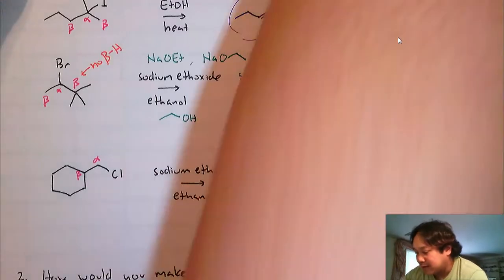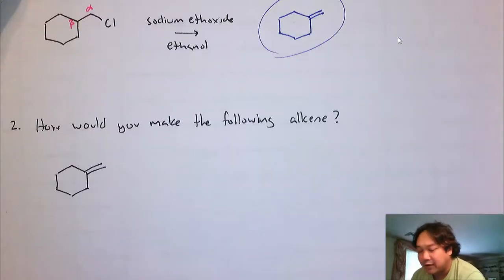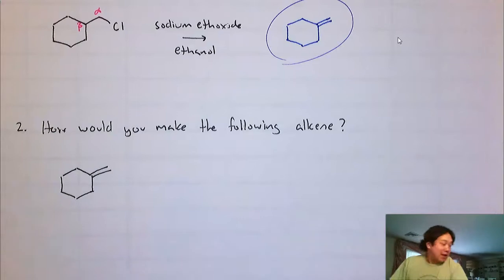I have a slightly different problem than what we've seen so far in set 1 and 2 for the next one here. How would you make the following alkene?